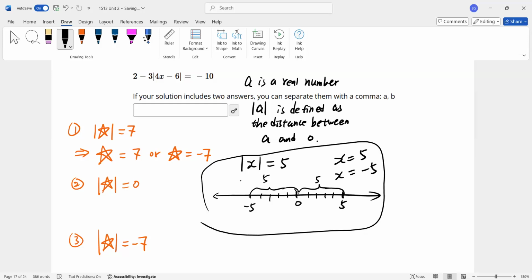If we need to solve absolute value of x equals 5, we have two solutions, not just one solution. X equals 5 or x equals -5. Plus minus 5. Two solutions, both satisfy the equation. So far, so good, guys?